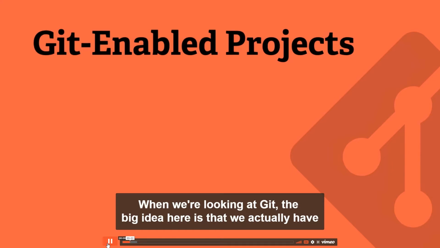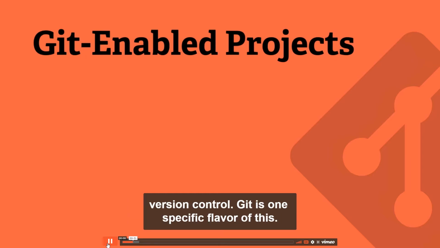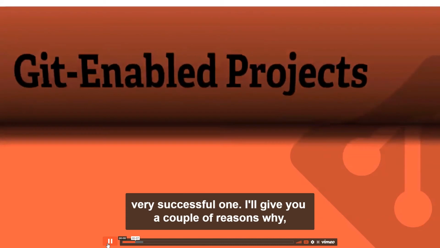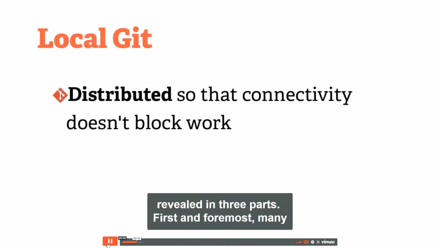When we're looking at Git, the big idea here is that we actually have an implementation of the idea that we were previously calling version control. Git is one specific flavor of this. There are many options out there today, but it's a very popular one and very successful one. And I'll give you a couple of reasons why, revealed in 3 parts.